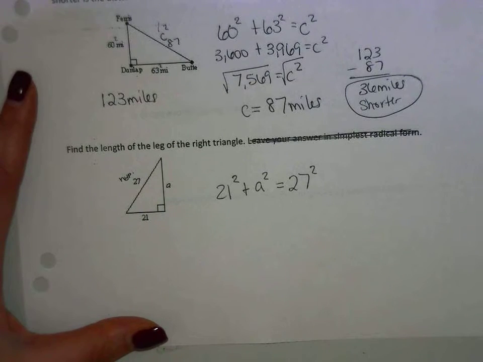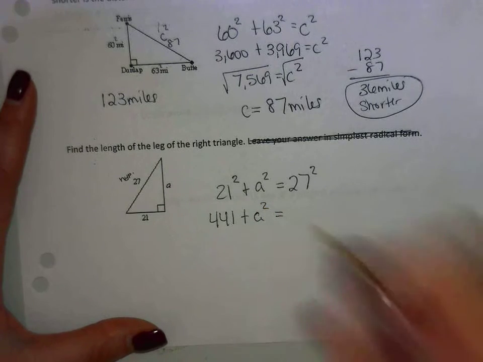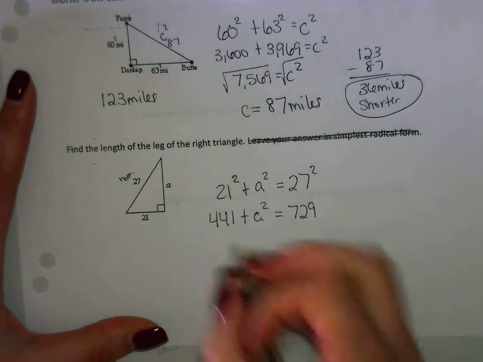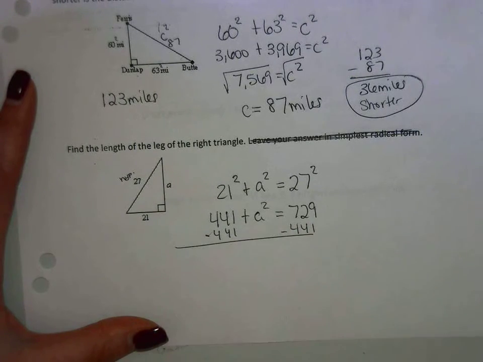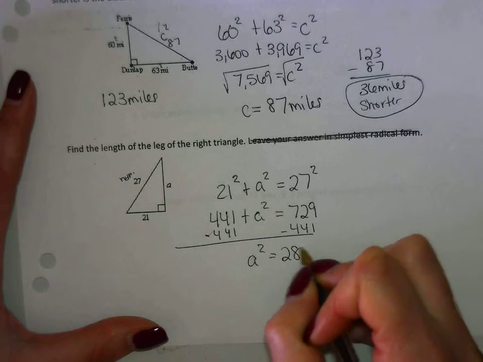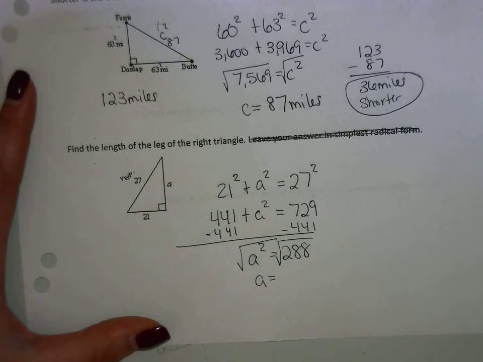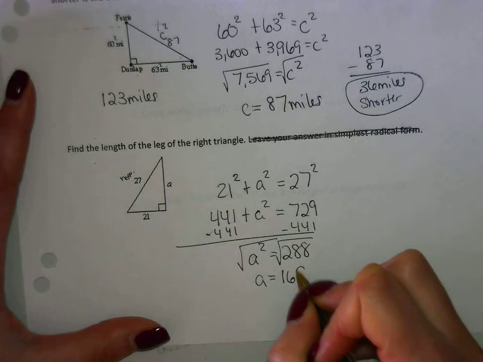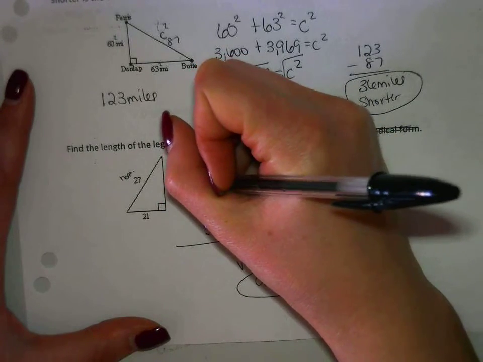So 21 squared is 441. We don't know what a squared is. And then 27 squared is 729. To solve for a, we're going to subtract 441 from 729. So a squared equals 288. Square root both sides. If we square root 288 and round it, it's going to be 16.97. So that's going to be the height of this right triangle.